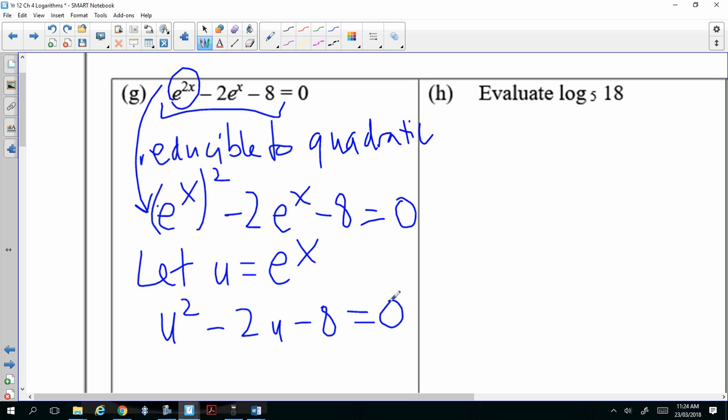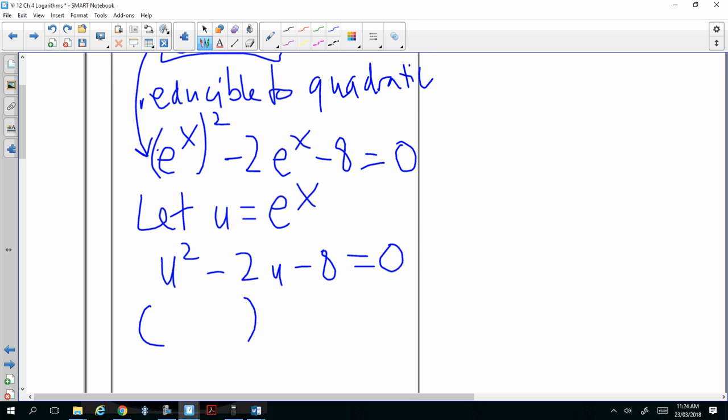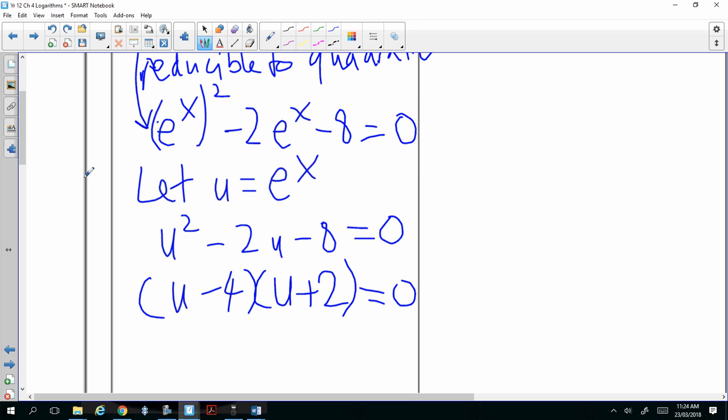So how do you solve it? You're going to factorize, which is the fastest way. So you get (u minus 4)(u plus 2). And then you find out what u is. u equals 4 or u equals negative 2. But that's not finished yet because we have to find x. How do we find x?